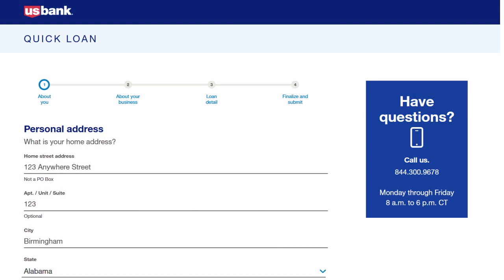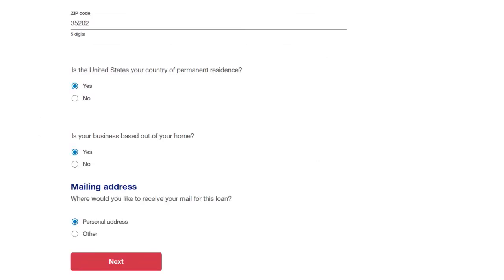Next, you have to click next, and now they're asking you about your personal address. Put your address, your city, the state. Next, they're asking you for your zip. Put your zip code. And is the U.S. your country of permanent residence? Yes. Is your business based out of your home? You can say yes. If it's no, it's totally up to you, right?